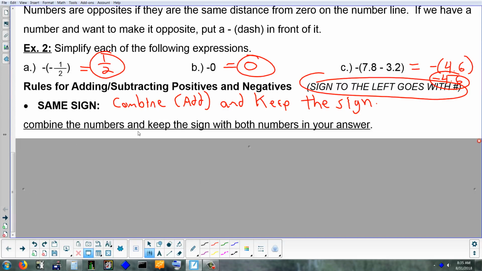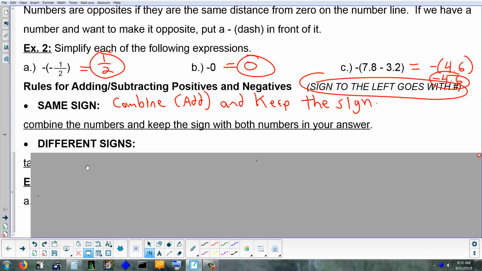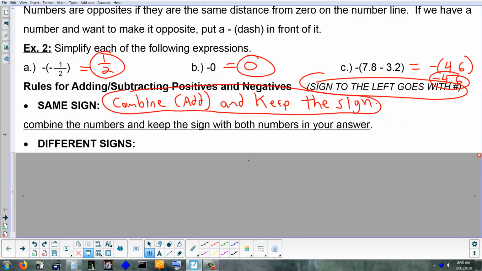So if I had, I'm trying to squeeze it. Oh, never mind, it's right there. You guys, if you put combine and keep the sign, that's fine. You don't have to write this. I forgot that was below it. My fault. If you have this, you're fine. So if I had something like, you don't have to write this down, 3 plus 5 minus 7.